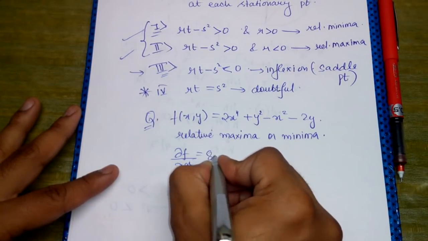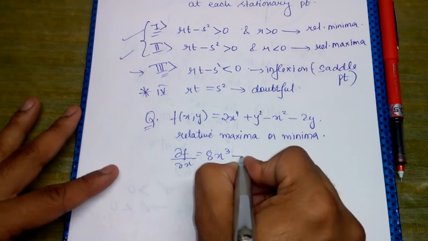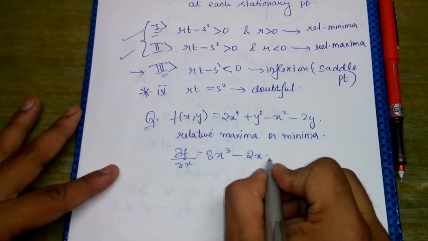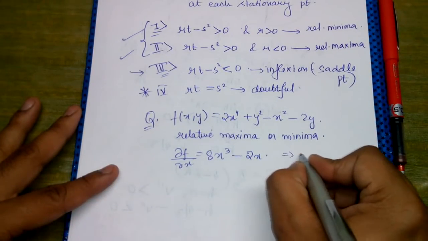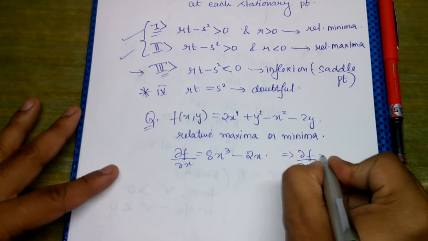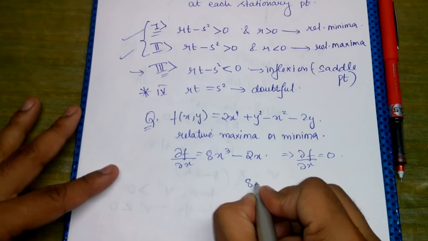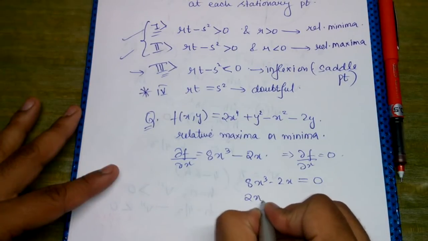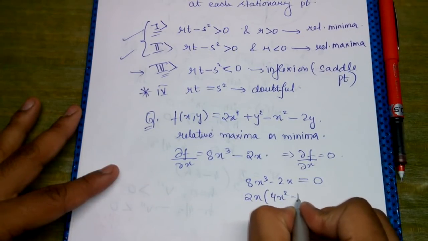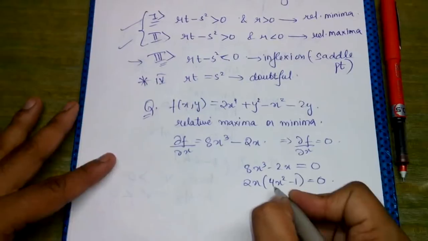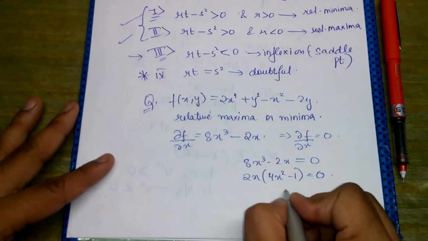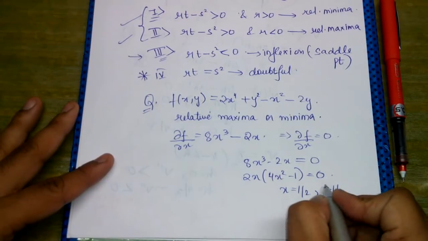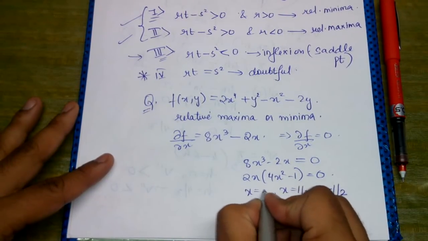First we find del f upon del x, which is equal to 8x cube minus 2x. If del f upon del x is equal to 0, then 8x cube minus 2x is equal to 0, that is 2x times 4x square minus 1 is equal to 0. So we have the points x is equal to 1 by 2 or minus 1 by 2, and x is equal to 0.